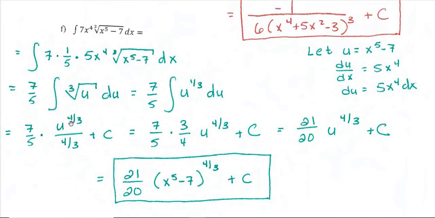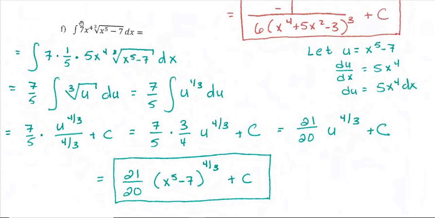All right, let's look at f here. The integral of 7x to the fourth times the cube root of x to the fifth minus 7. Whatever's all being raised to a power is what we're going to choose for u. Well, instead of all to a power, it's all being cube rooted, which is the same as all being raised to the 1/3. So we'll let u be x to the fifth minus 7. Then the derivative of u with respect to x would be 5x to the fourth. When I multiply both sides by dx, I get that du is equal to 5x to the fourth dx.